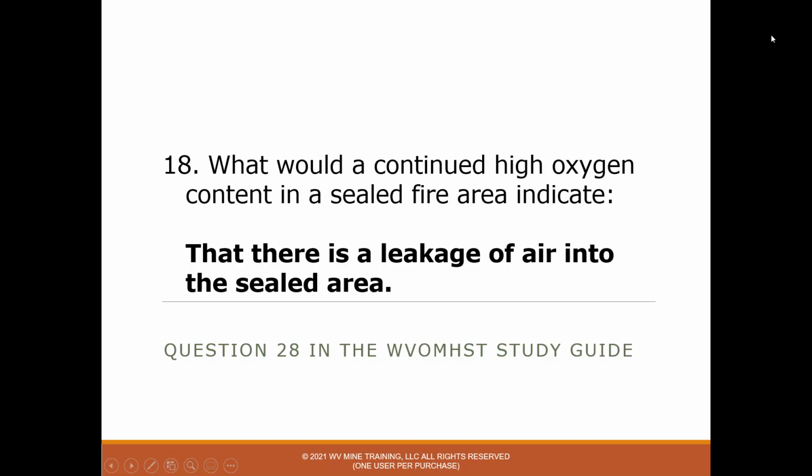18. What would a continued high oxygen content in the sealed fire area indicate? And the answer is that there is leakage of air into the sealed area. So if it is sealed up and it's not leaking, as the fire burns, the oxygen level will trend downward. It will keep going down, and the rate that it goes down will depend on how big the area is and how intense the fire is. But if the oxygen doesn't trend downward, if it never goes down, that means that there's air leaking into the sealed area.